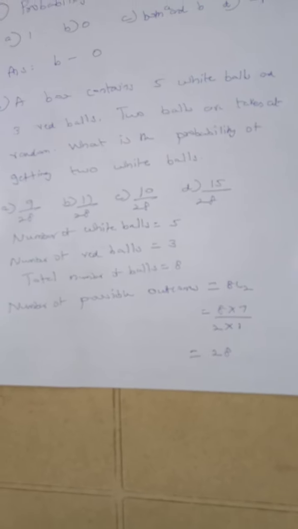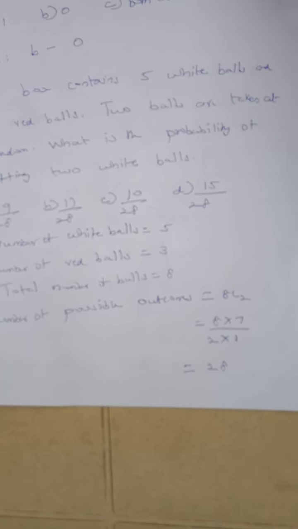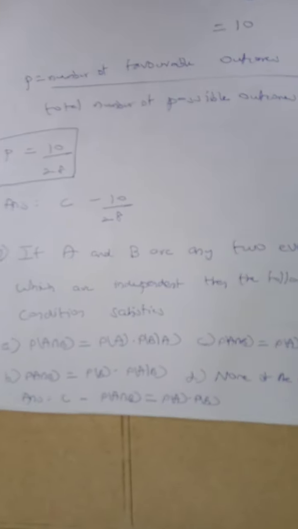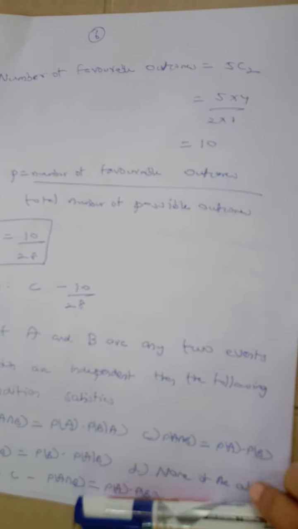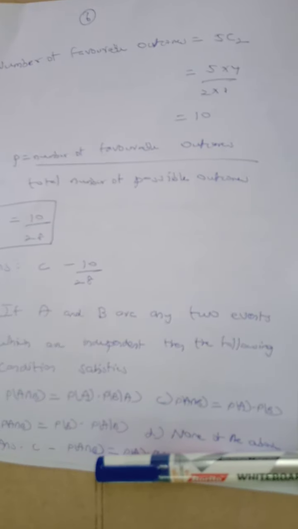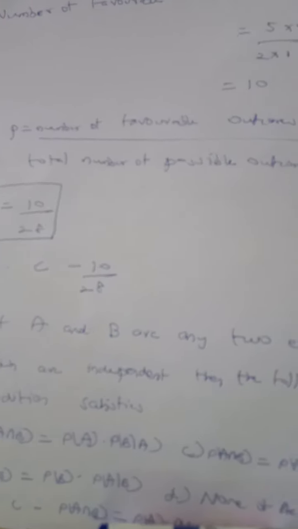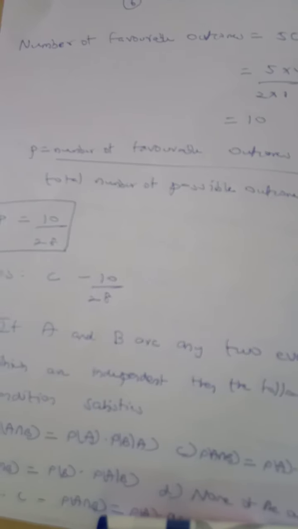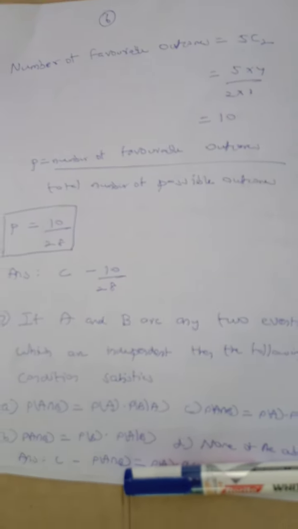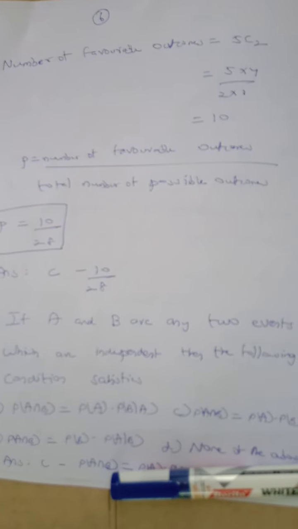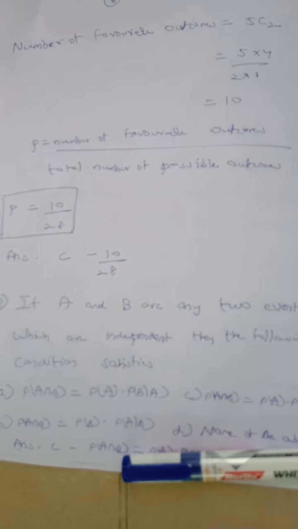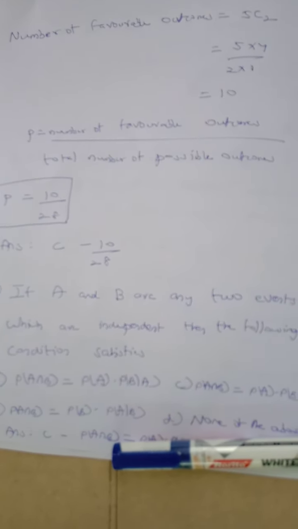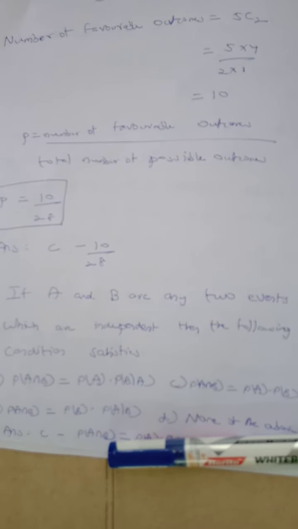So now we are interested in finding the favorable outcomes. Favorable outcomes, we are going to take 2 balls which are white. Totally there are 5 white balls. Out of them we are going to take any 2. 5C2. Number of favorable outcomes equal to 5C2. How to find 5C2? From 5 we are going to write 2 numbers in the decreasing order, 5 into 4. Denominator we are going to write factorial of 2. So 5 into 4 divided by 2 into 1. So number of favorable outcomes equal to 10. So probability is equal to 10 by 28. So correct answer is option C, 10 by 28. Let us move to the next question.